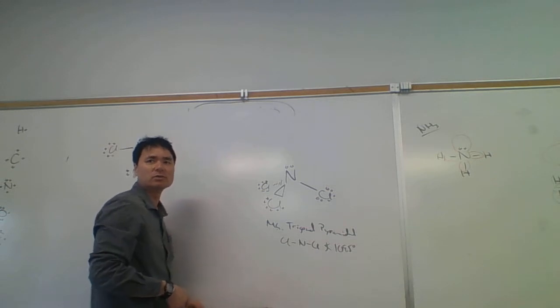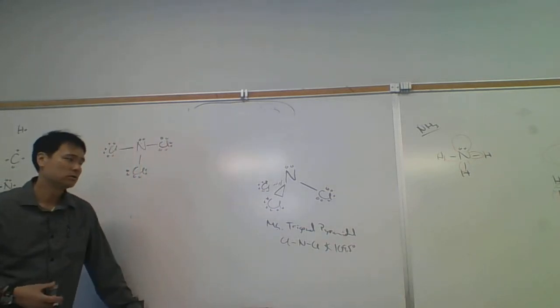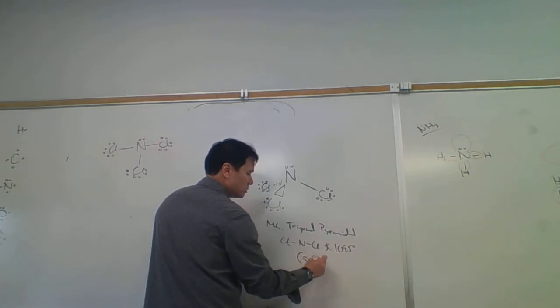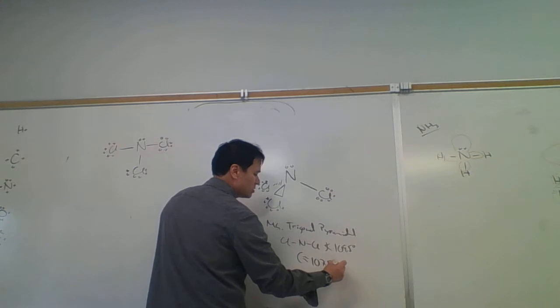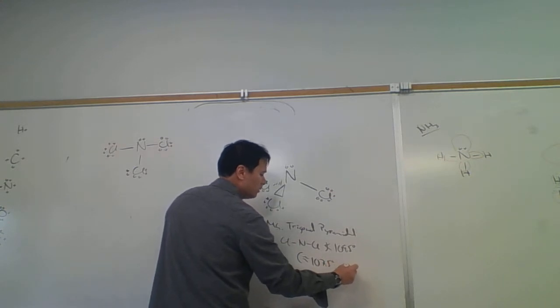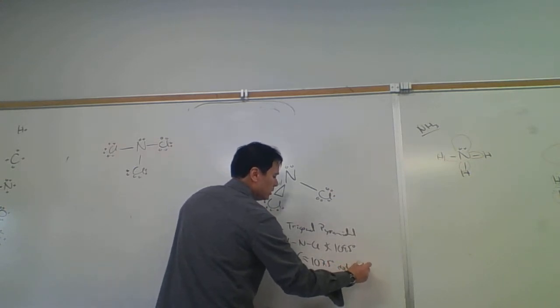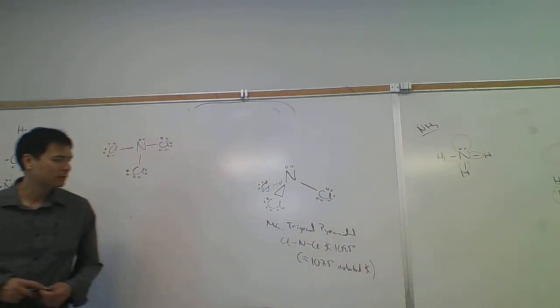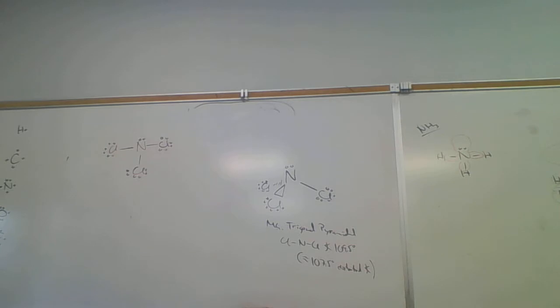Each lone pair distorts the angle by about 2 degrees. And so what we're going to say is this could be distorted to 107.5 degrees distorted angle. It's just a guesstimate, but that's kind of what we might expect there.